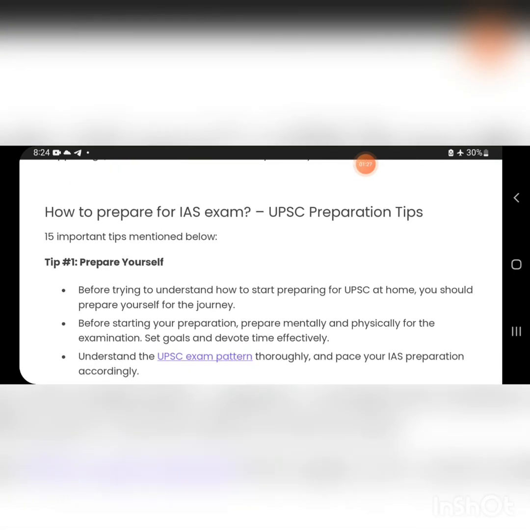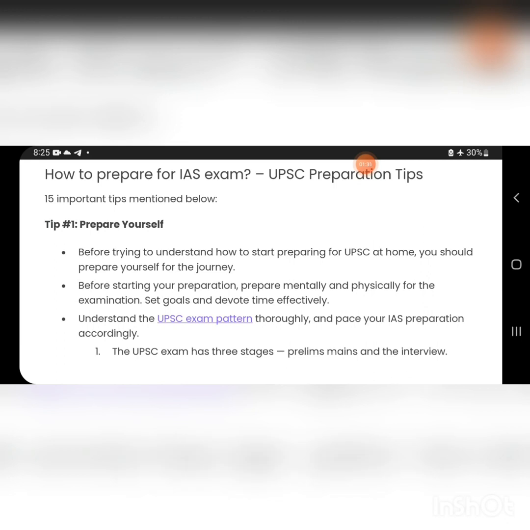Now we are going to discuss tip number one, which is to prepare yourself. So, dear friends, before trying to understand how to start preparing for UPSC at home, you should prepare yourself for the journey. Because the mind is the best part which can take you to your destiny. You need your physical companionship too, because a sound body can lead you to your goals.